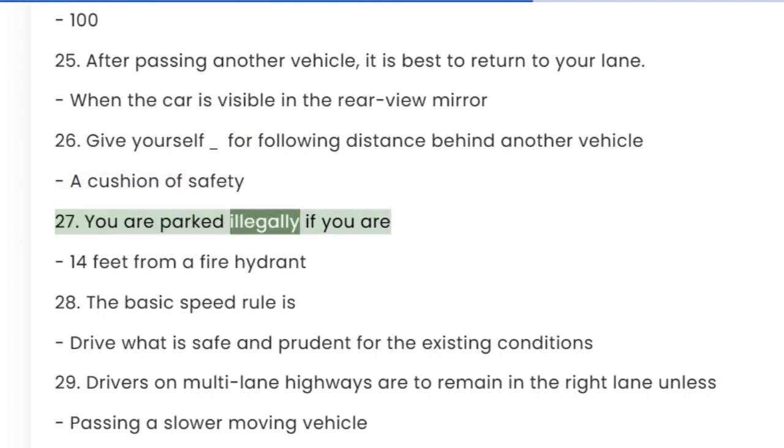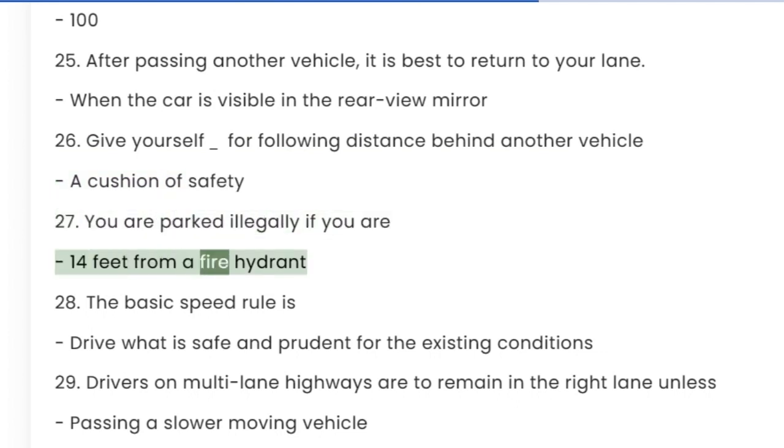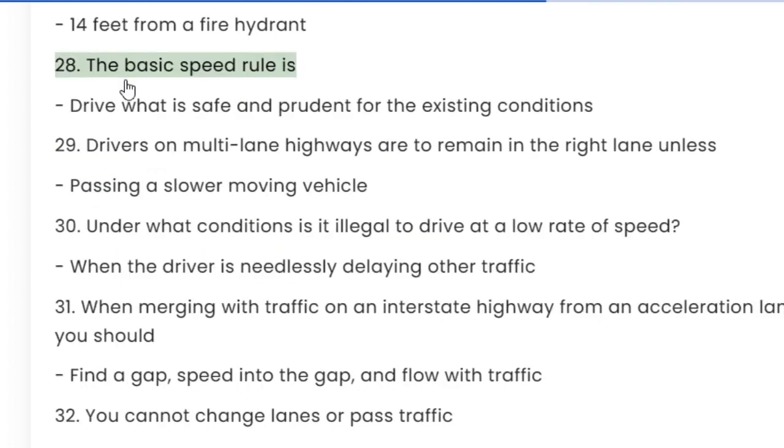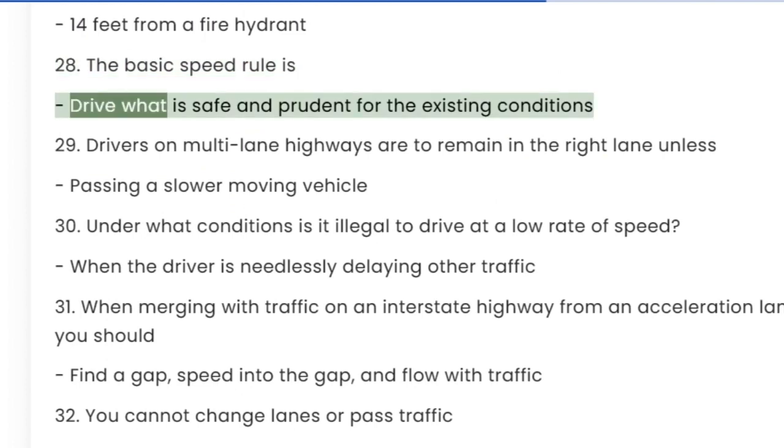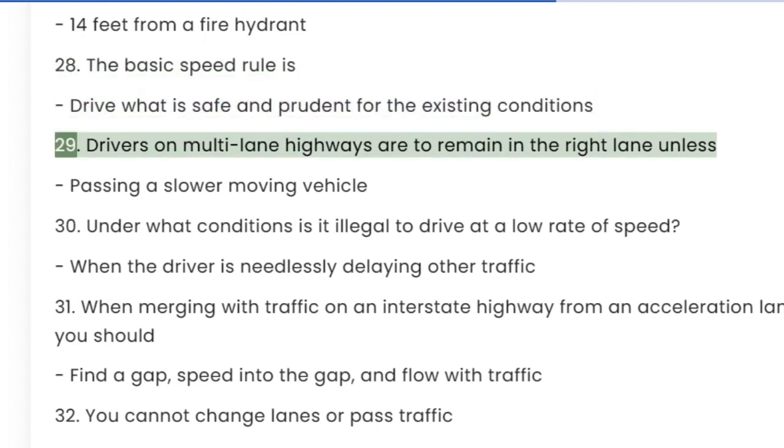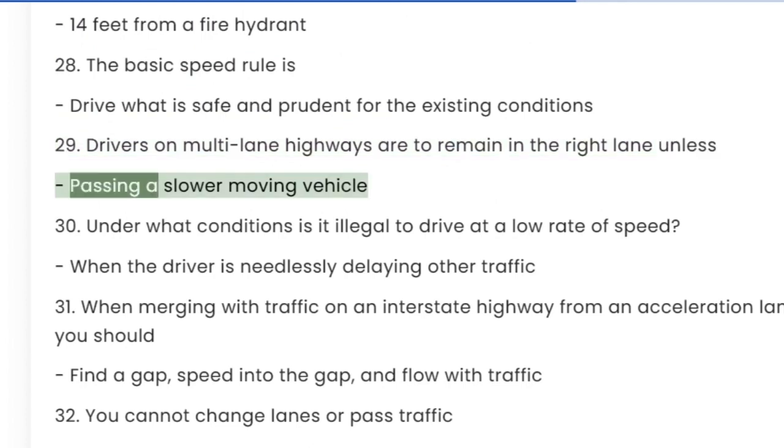27. You are parked illegally if you are 14 feet from a fire hydrant. 28. The basic speed rule is drive what is safe and prudent for the existing conditions. 29. Drivers on multi-lane highways are to remain in the right lane unless passing a slower moving vehicle.